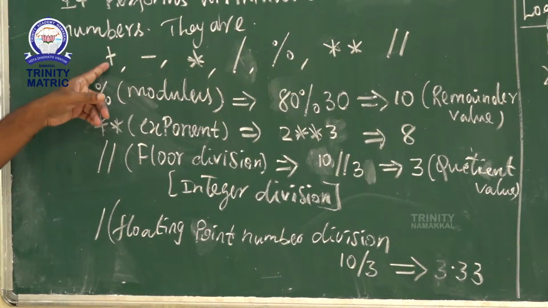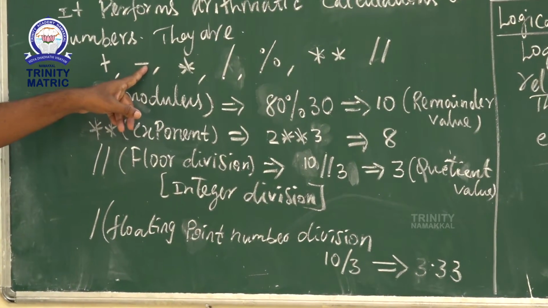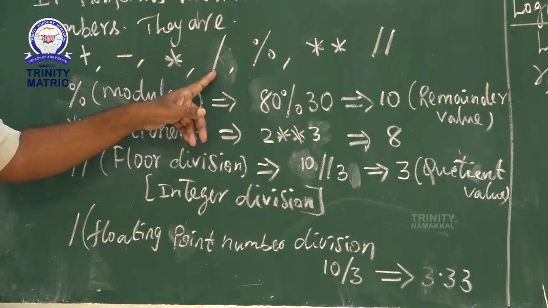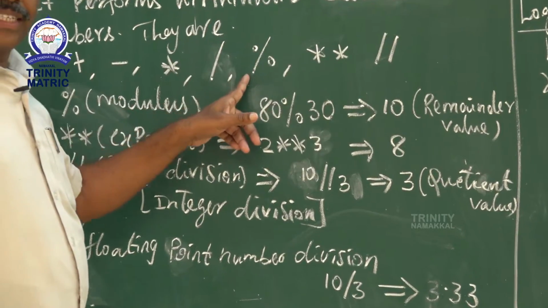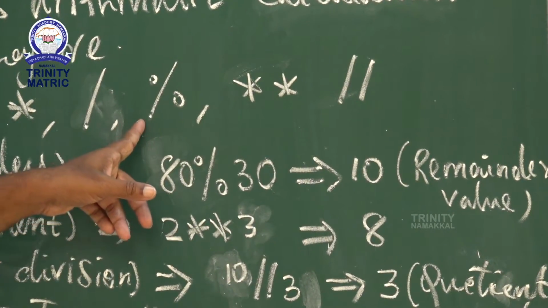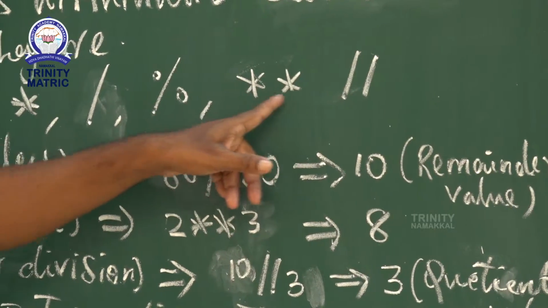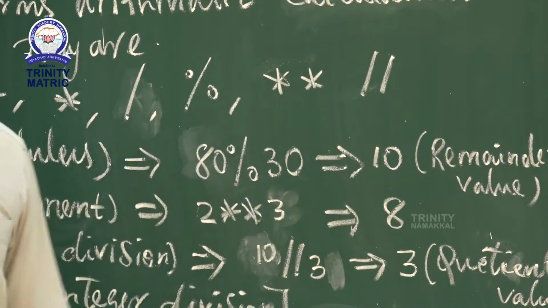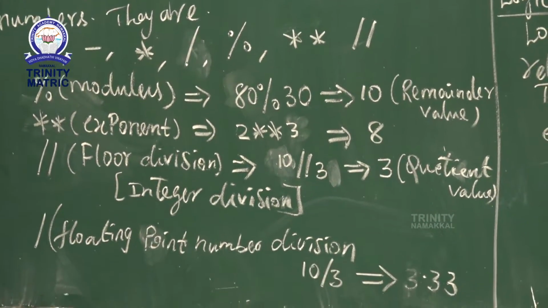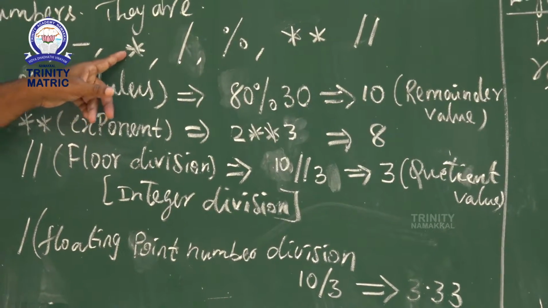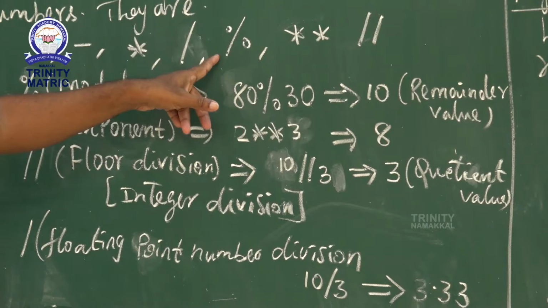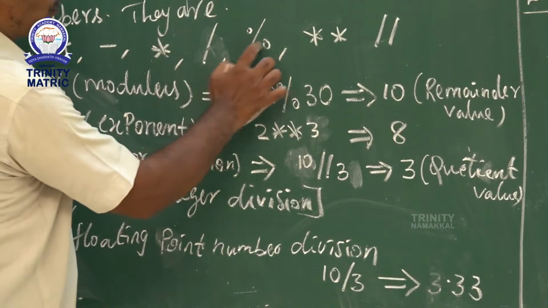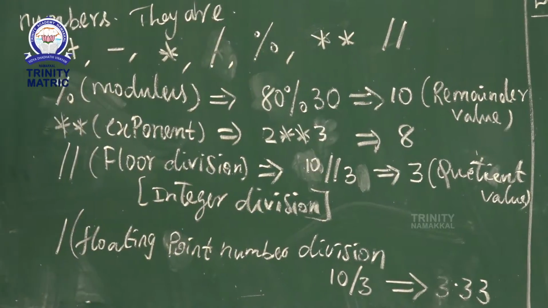See, simple thing: plus is for addition, minus is for subtraction, star is for multiplication, slash is for division, and percentage is for the remainder value, the remainder operator, that means modulus. Then double star is for the exponent operator, that means power operator, and double slash is for floor division. You people know plus, minus, star, slash and percentage well, but I just want to discuss the difference between these 4 operators in detail.